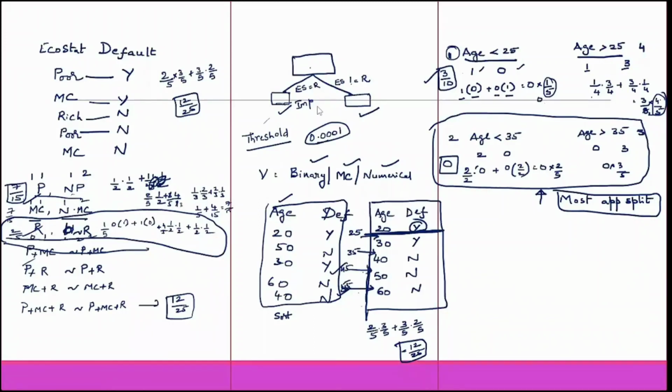So in the next step, I ignored this group and went with this group, less than 35 versus more than 35. There are 2 people in this group and 3 people in this group. In these 2 people, both of them are yes, 0 no's. In this group, all 3 are no's, 0 yes.